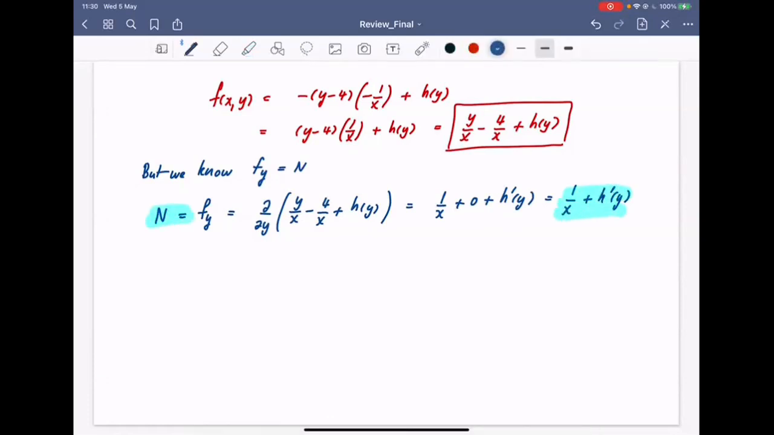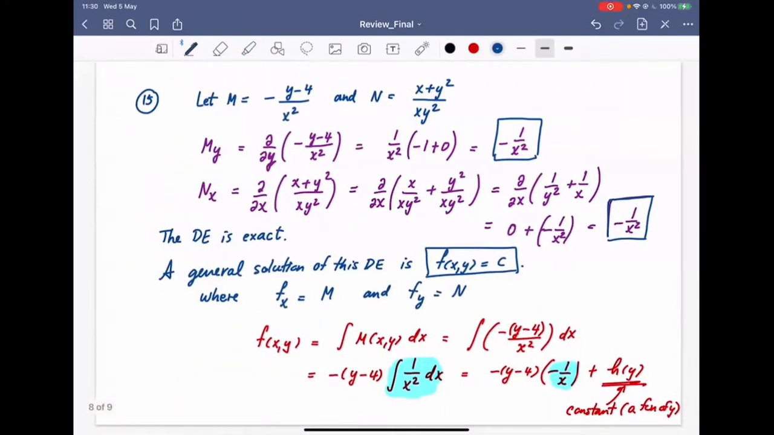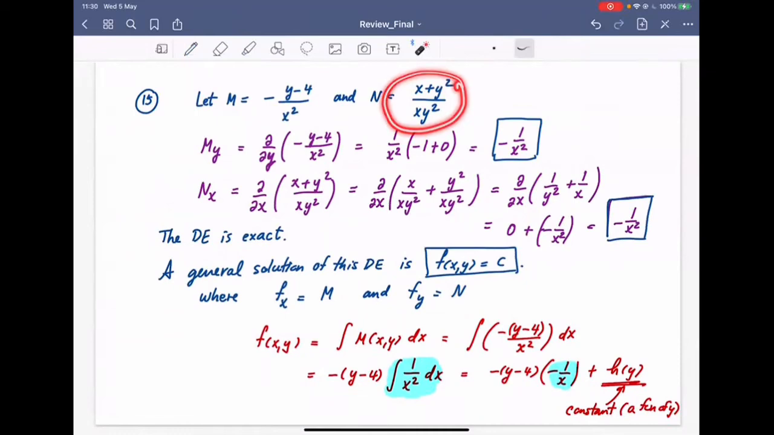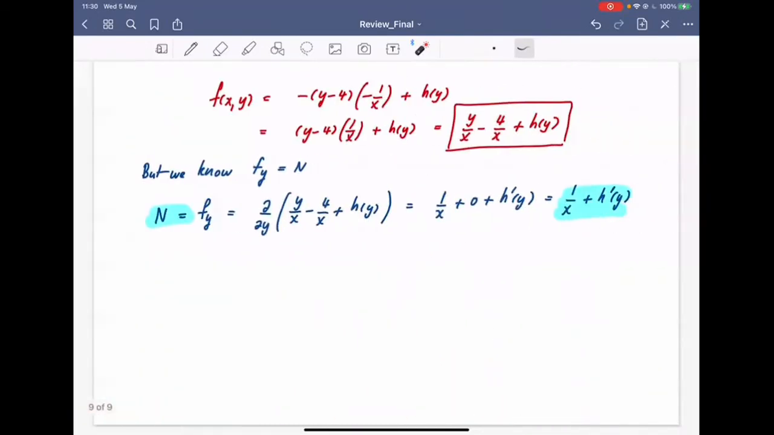So where's your N? Your N is over there, which is the same thing as here. Your N is just 1 over x plus 1 over y squared. So 1 over y squared plus 1 over x equals 1 over x plus h prime of y. You know that the term h prime of y is just 1 over y squared.